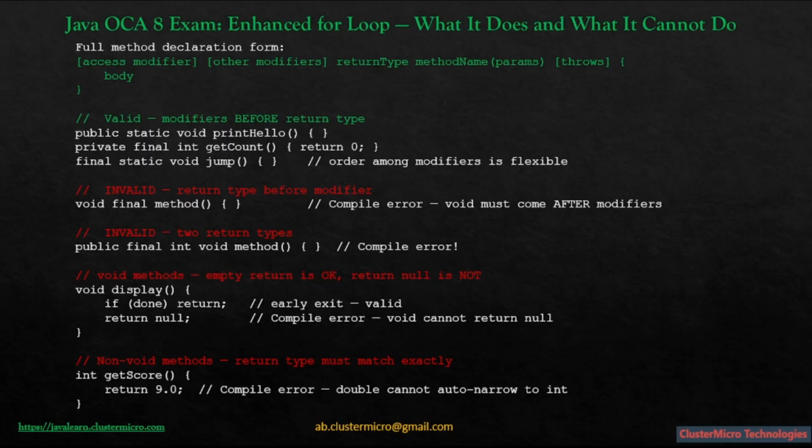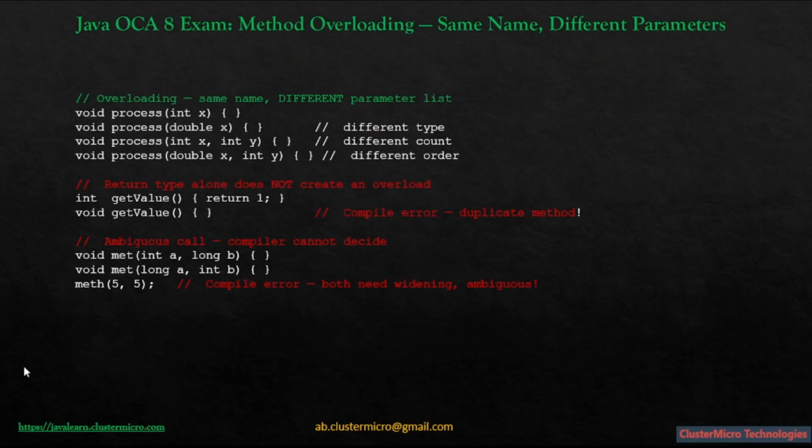Method overloading: same name and different parameters. So what is overloading? Overloading means having multiple methods with the same name in the same class as long as their parameter lists are different. The compiler looks at the arguments you pass and decides which version to call at compile time.